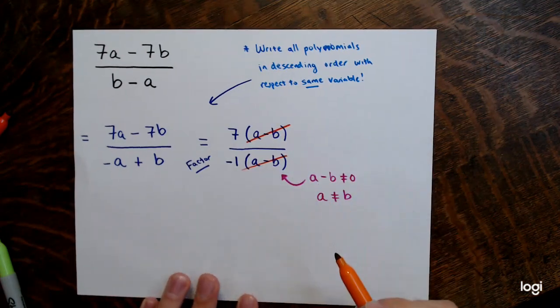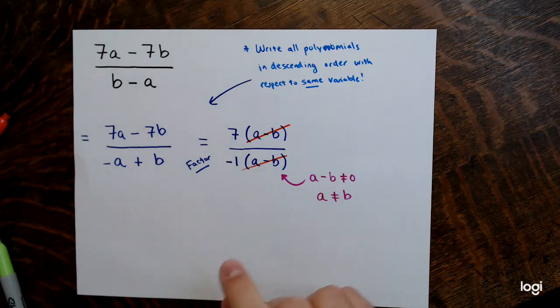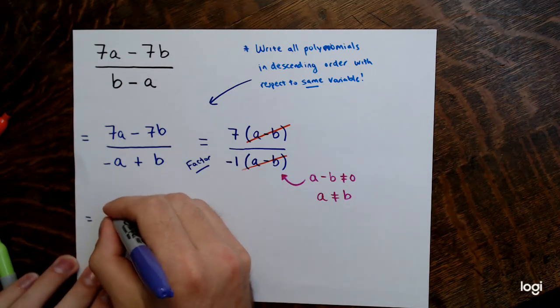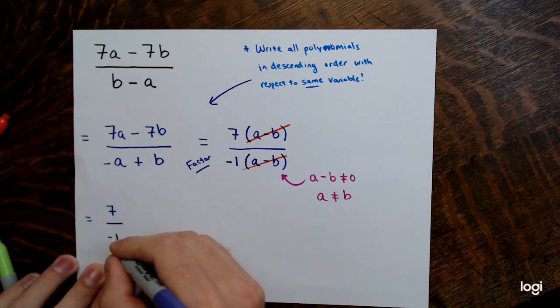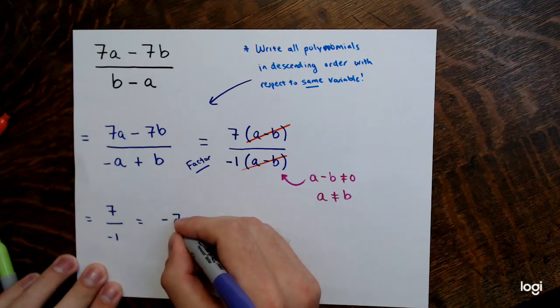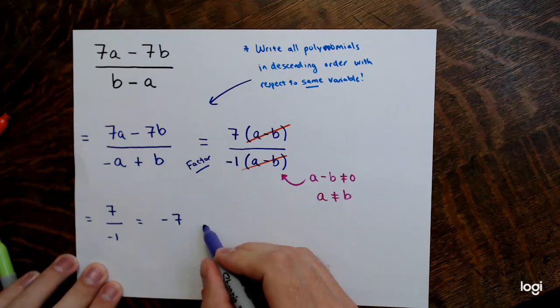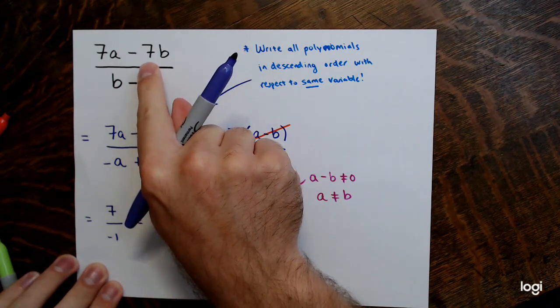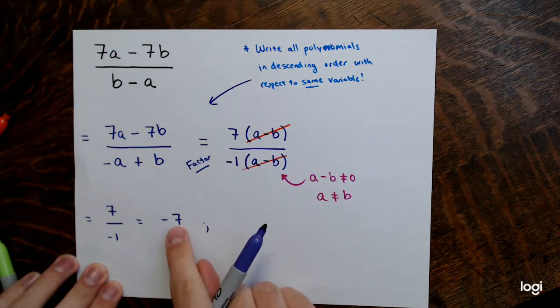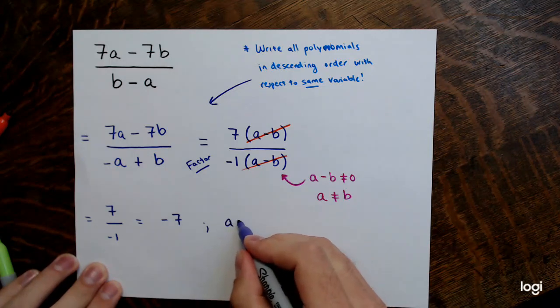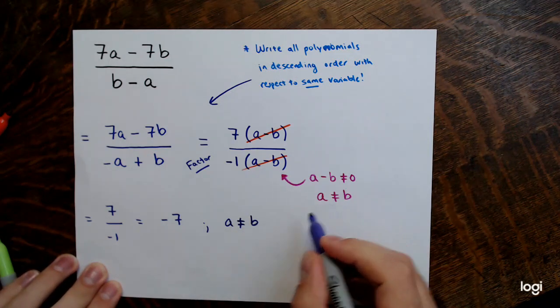They both have a minus B. And then what I'm left with is 7 in the numerator divided by negative 1 in the denominator. That's just negative 7, positive 7 divided by negative 1. So this expression here is always going to be equal to negative 7 as long as the value of A is not the same as the value of B.